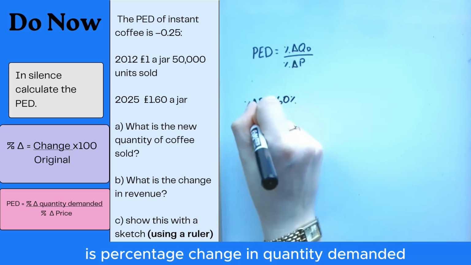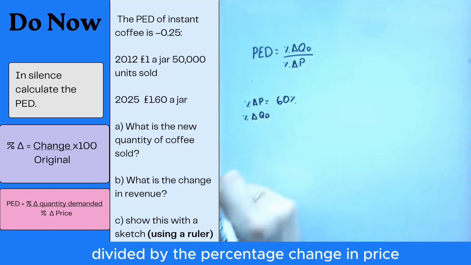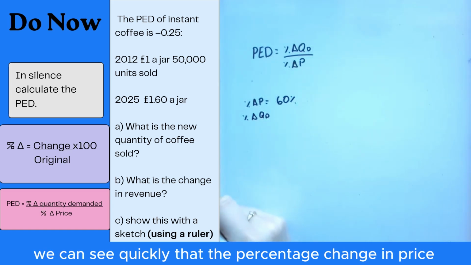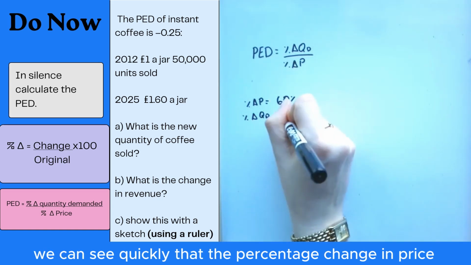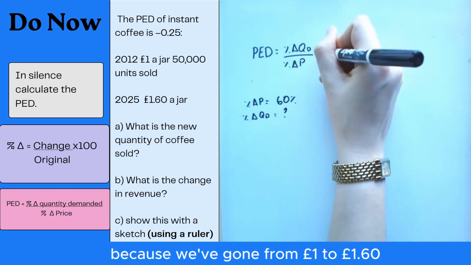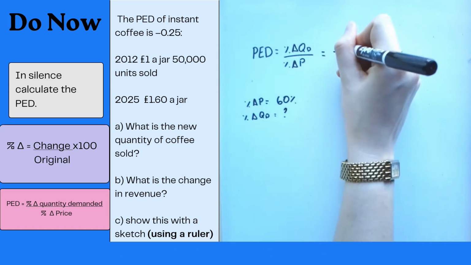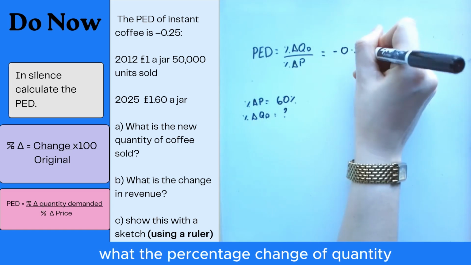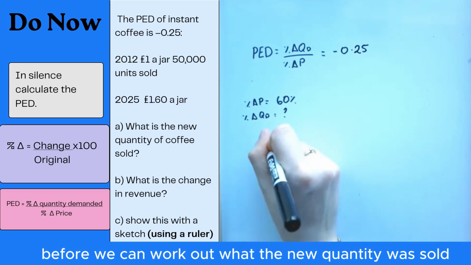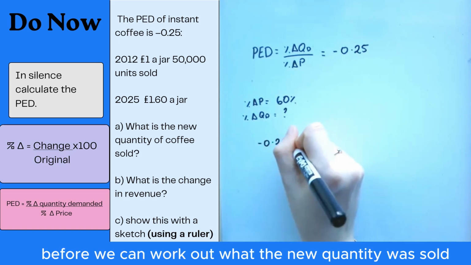So we know that PED is a percentage change in quantity demanded divided by the percentage change in price. We can see quickly that the percentage change in price was an increase of 60% because we've gone from £1 to £1.60. We want to know, first of all, what the percentage change of quantity demand must have been before we can work out what the new quantity was sold.